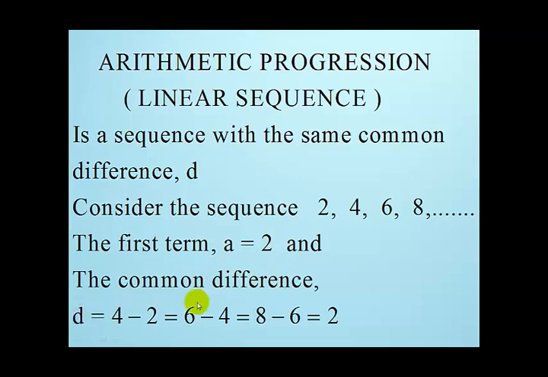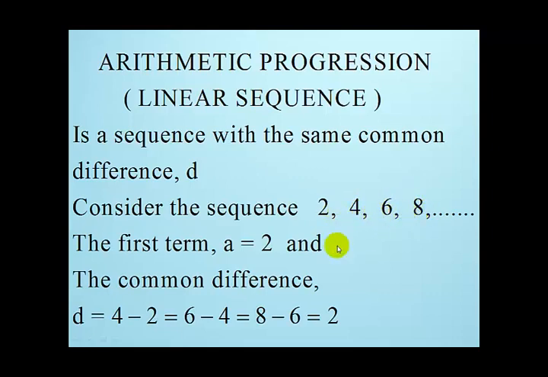Now, how do we find the common difference? When you look at the sequence given, we have 2, 4, 6, and 8. We can see that the difference is 2, because when we add 2 to 2, we have the second term, that is 4. When we add 2 to 4, we have the third term, that is 6. And when we add 2 to 6, we have the fourth term, that is 8. So we can see that the common difference is 2 throughout.